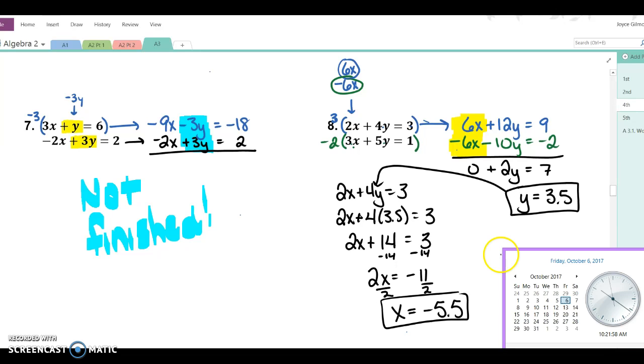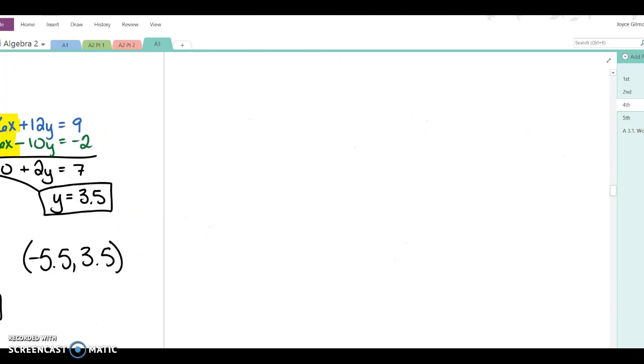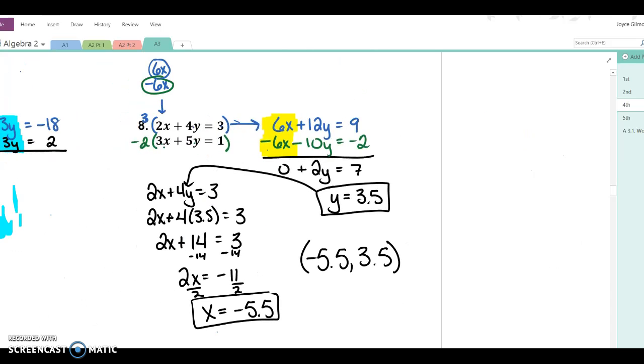So some may think that substitution would actually be easier for this problem, but with substitution, you would have had to solve one of those equations for x or for y, which would involve dividing by some number and probably give you decimals or fractions. So even though it takes a little bit of work to get this set up and ready for elimination, it is still less work than substitution.